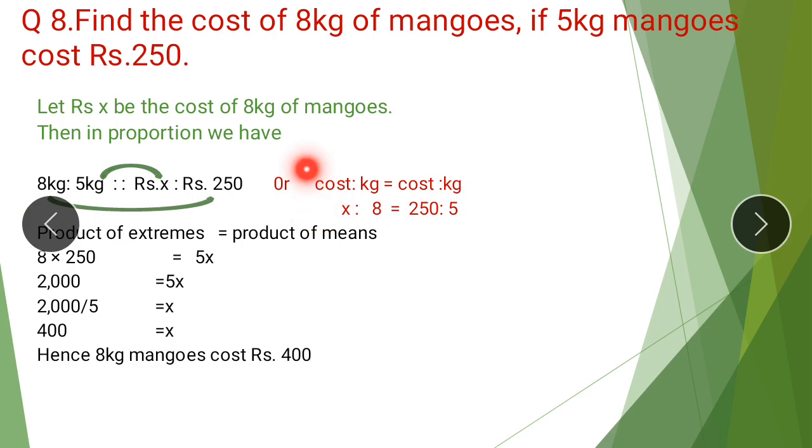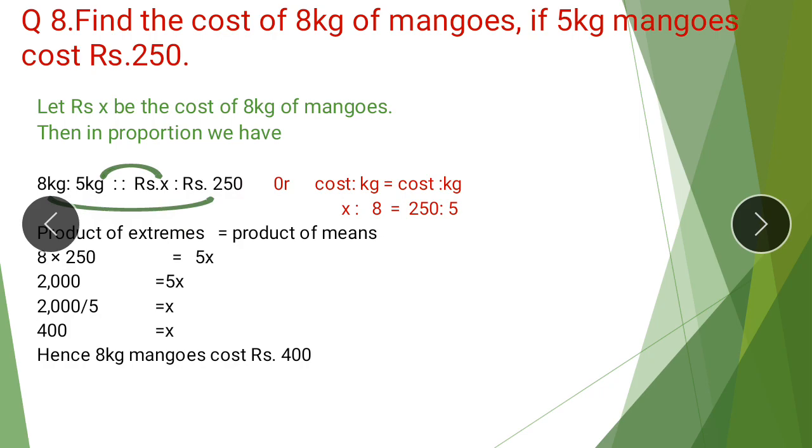Here you can see that we find the cost x for 8 kg, then 5 kg and cost is 250. So it should be written like this: 8 kg cost is unknown, meaning we don't know the answer, and 5 kg cost 250. Here x should be written first, then 5 kg second, so again 250 is connected with 5, so 250 will be written. If you write 250 first and x later, it will be wrong.